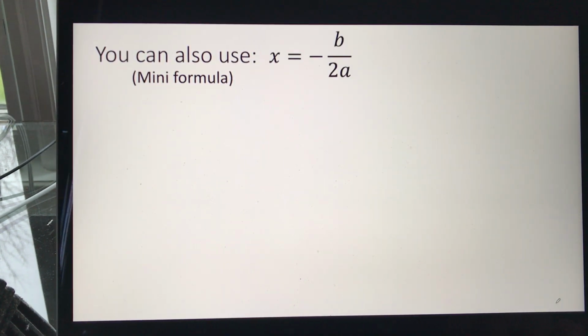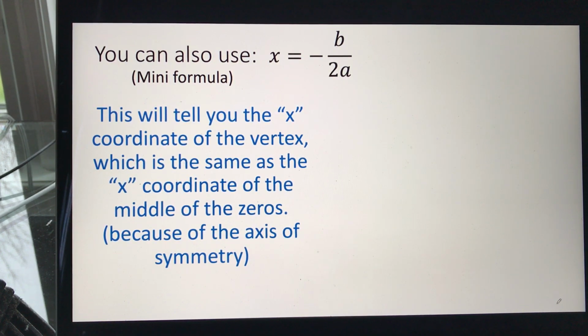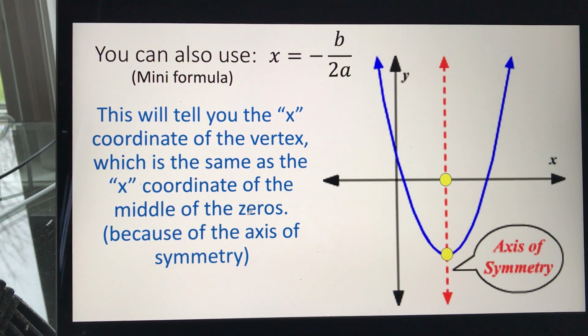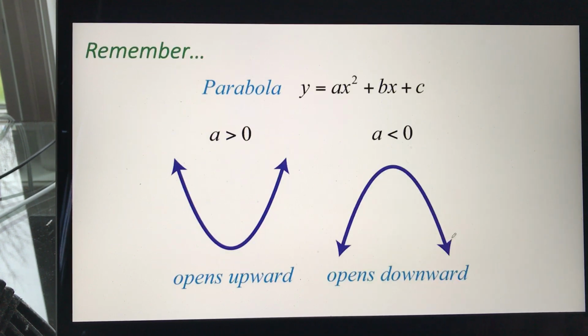And we also have this formula as well. It's like a mini formula. This is going to tell us the x coordinate of the vertex, which is really the same as the x-coordinate of the middle of the zeros because of the symmetry. So this x-coordinate here is the same as that x-coordinate down there. We don't use this formula a lot. It kind of pops up every now and again. It helps us, but that's a third way to help you get that vertex.